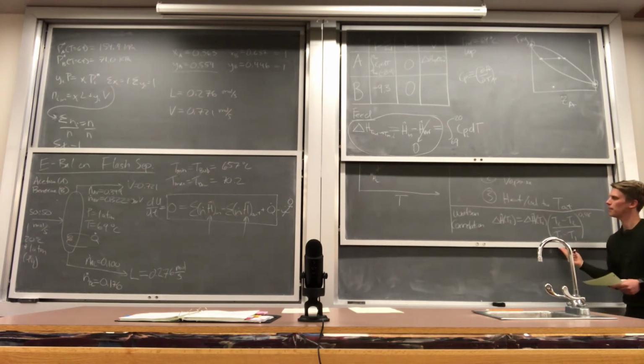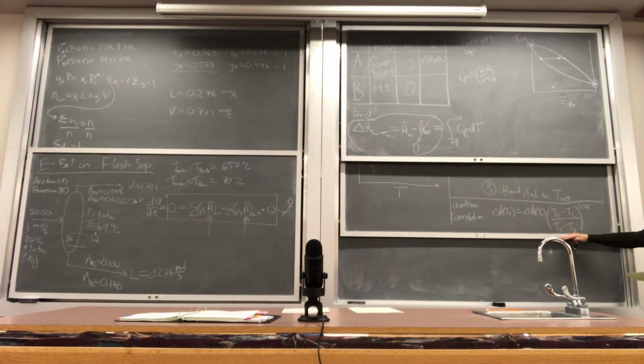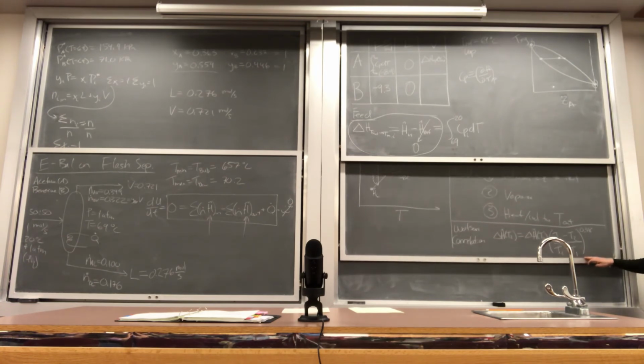So alternatively, we could use correlations. So this is the Watson correlation. Now what we're doing here is we have the heat of vaporization at some T1. In this case, this is probably going to be the normal boiling point where it's tabulated. Then based on how far away it is from the critical point, we can estimate what we would expect the heat of vaporization to be at some T2. So how we would apply this correlation for this particular problem, I can scoot it down, hopefully we can see everything here.